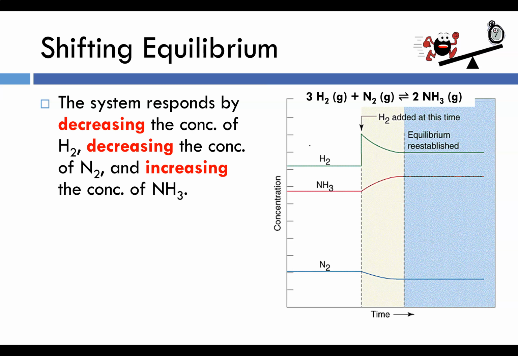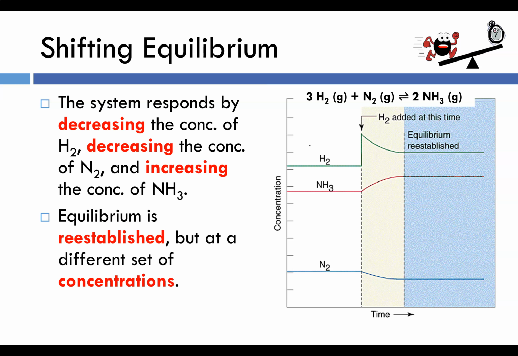At a certain point in time, the concentrations will stop changing, and they will level out again and remain constant. That's telling us that equilibrium has been reestablished. Notice that we are at a different equilibrium position. In other words, in our new equilibrium, we've got different concentrations of H2, NH3, and N2 than we had before stressing the system by adding H2. What we're really going to be paying attention to today is what's going on in this off-white area. Once we stress a system, how is it immediately going to respond in an attempt to reestablish that equilibrium?